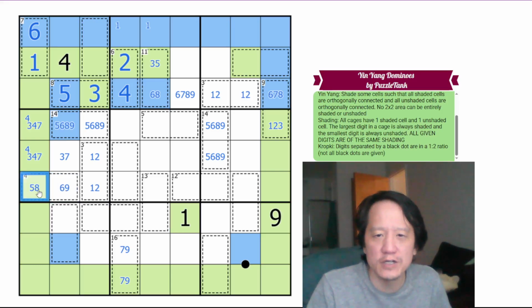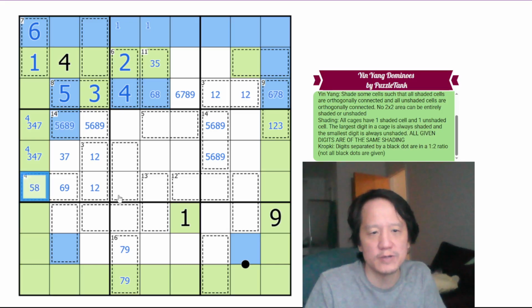The unshaded is the smaller one. So this cannot be 8. This has to be, because if this is 8, this would have to be 6 when smaller. This must be blue. So this is 5 and 9, which makes this a 6, 8 pair. Blue is the larger one, so this is 8. This must be 6 and green.